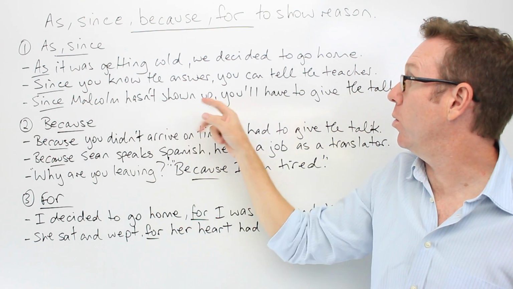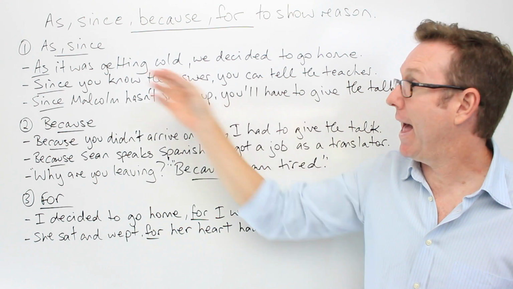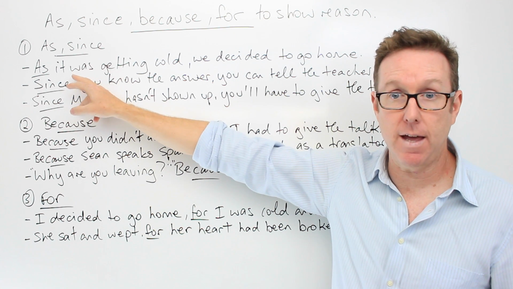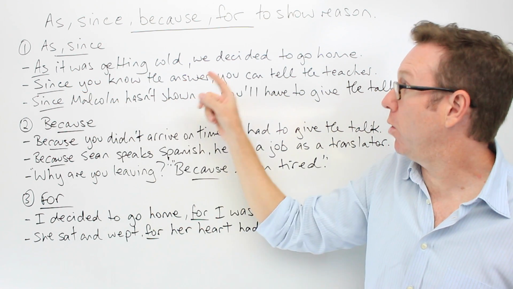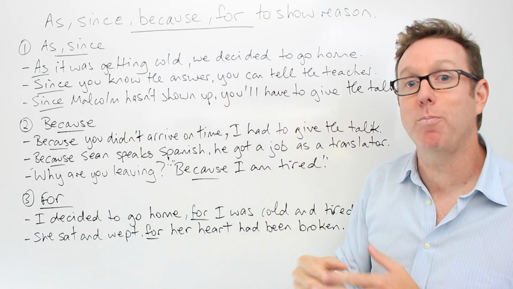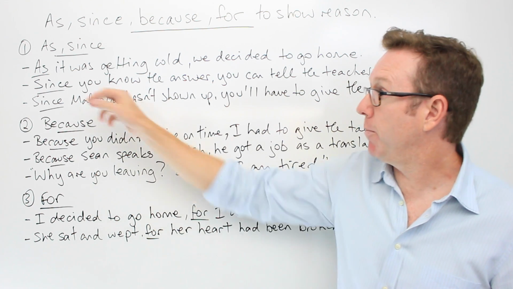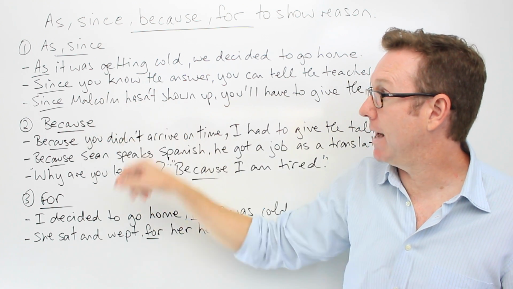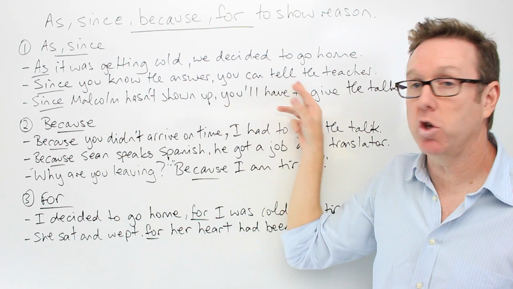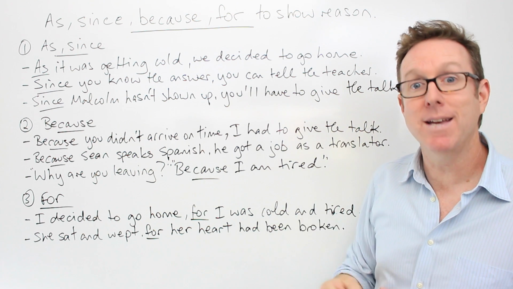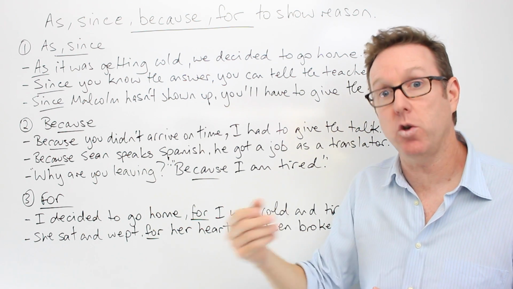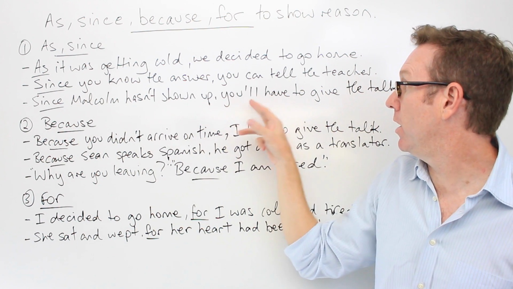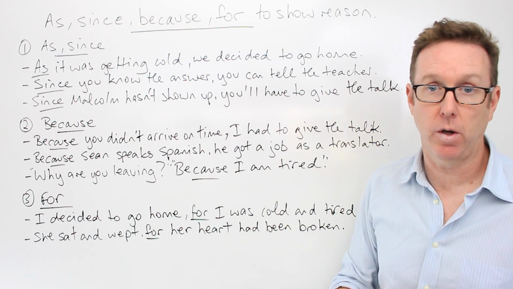As it was getting cold, we decided to go home. We could say since there as well without any problem. Or we could also say we decided to go home because it was getting cold. But we're using as or since at the beginning of the sentences here. The second example, since you know the answer, you can tell the teacher, okay? Since you know the answer, or as you know the answer. And the third example, since Malcolm hasn't shown up, you'll have to give the talk, okay?